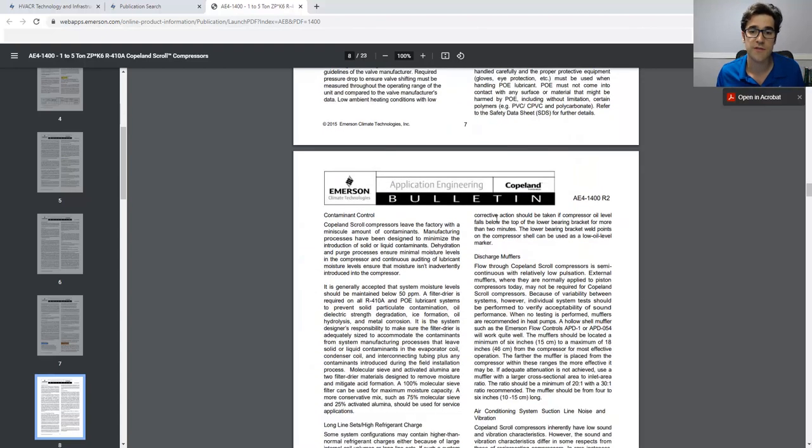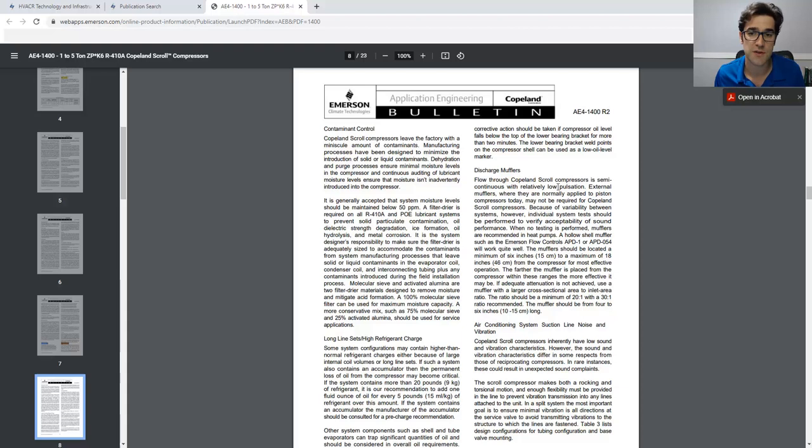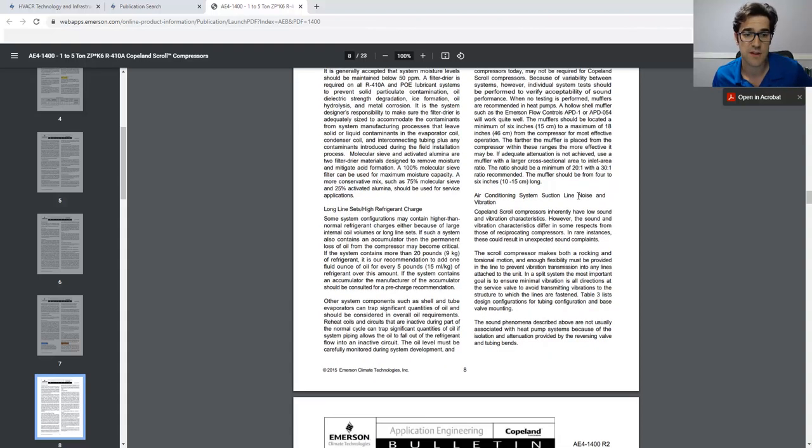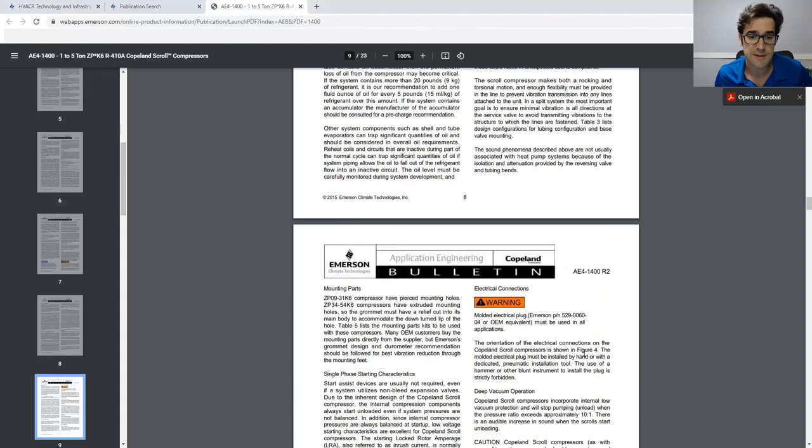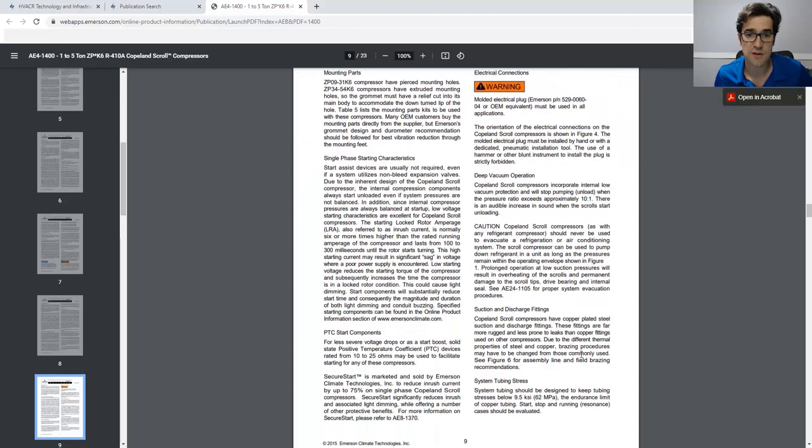So there's so much good information in here. Discharge mufflers, not really needed on scrolls, relatively low pulsation, but an OEM needs to check that, make sure they verify that, as well as for noise. Let's keep going down through here. There's lots of good stuff.